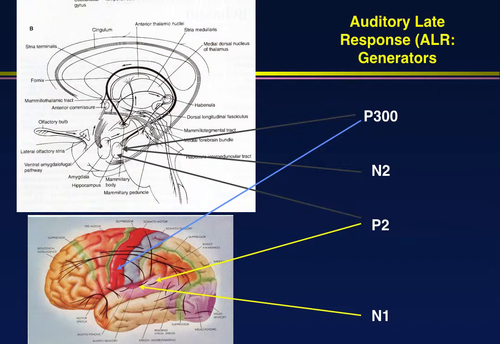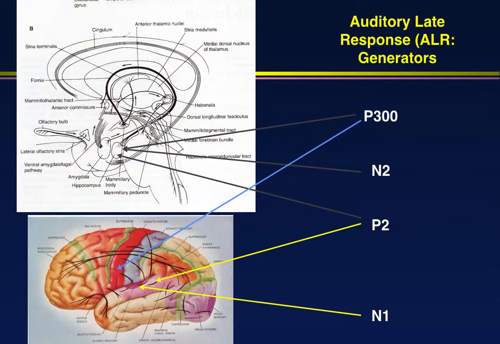Now we're talking about a very high level response. The late response comes from probably primary and secondary regions of the auditory cortex, but also others, the frontal lobe, and other parts of the brain that aren't directly related to hearing. So we don't know exactly where a problem is when the person has an abnormal late response, but we do know they have a cortical auditory problem.